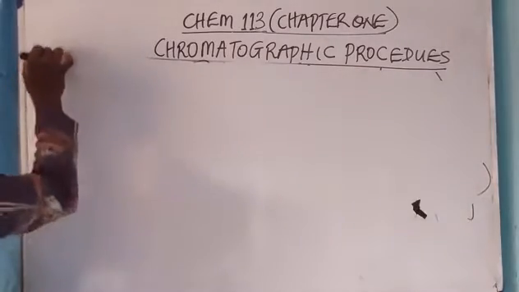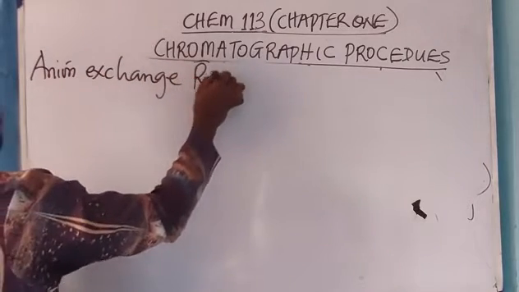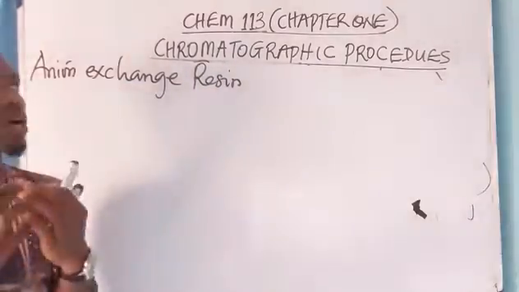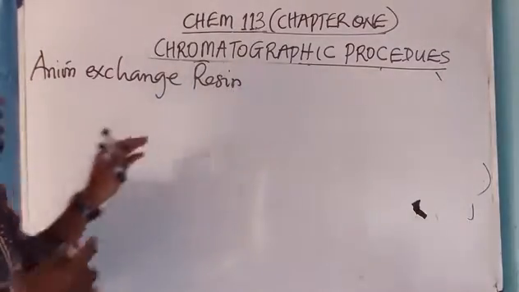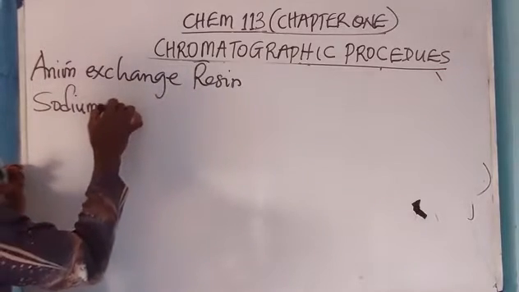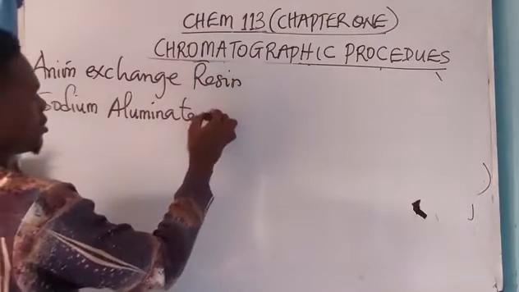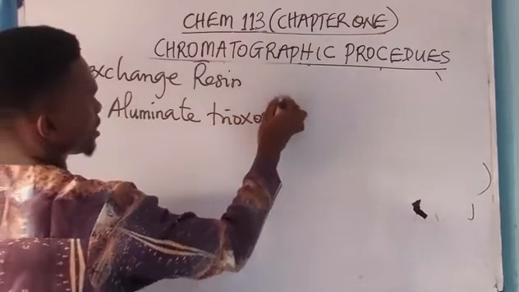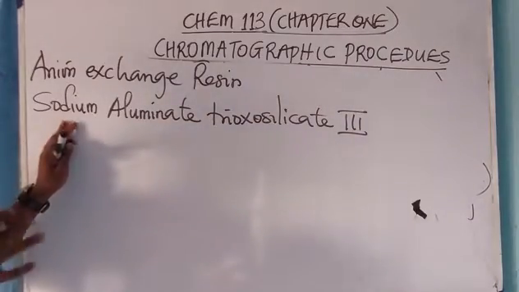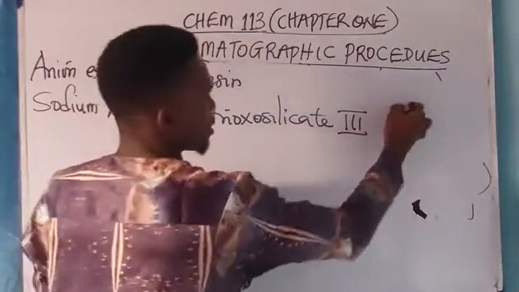Now, anion exchange resin. Now, resin is a naturally occurring mineral or salt. Another name for resin is what? The IUPAC name of resin is sodium aluminate trisilicate. Alright, the IUPAC name of resin is sodium aluminosilicate, Look at the chemical formula.